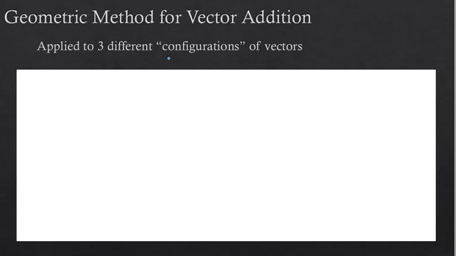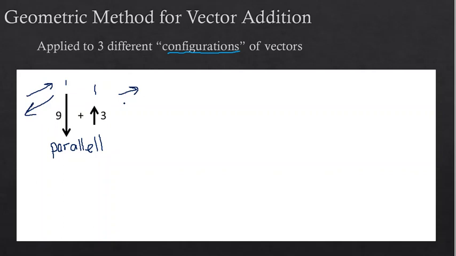And in this class, we're going to be applying the geometric method to three different configurations of vectors. Three different ways that these vectors essentially are relating to each other in terms of their direction. The first configuration is going to be something like this, where the vectors are parallel to each other. We call these parallel vectors because they're making essentially parallel lines. These don't have to be up and down. They could be left and right. They're just pointing along the same axes. These are parallel to each other.